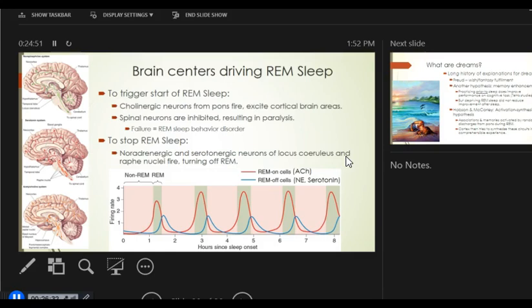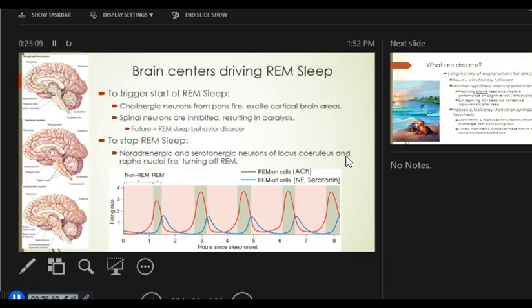So here's a depiction of that over the course of, I think this is hours, over the course of a sleep night. So here they are in deep sleep, deep sleep, deep sleep. So this is non-REM sleep. But then to trigger into REM sleep, you'll have the acetylcholine neurons kicking on. These are the REM on cells.